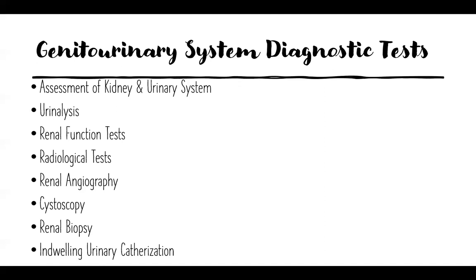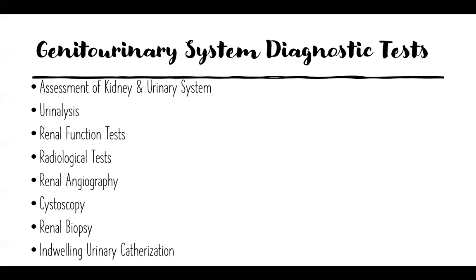Let's now go to radiological tests. When we say radiological tests, it's nothing more than an X-ray. You may have the doctor order what's called a KUB, and that stands for kidneys, ureters, bladder. This X-ray shows the size, shape, and the position of the kidneys, the ureters, and the bladder. There is no preparation necessary for this test. However, we do have to confirm that our female patient is not pregnant.